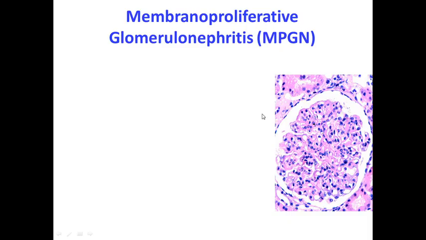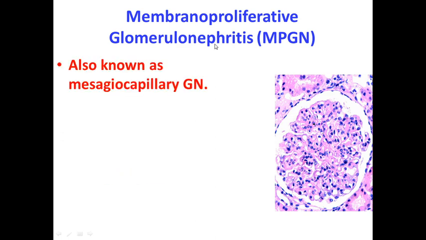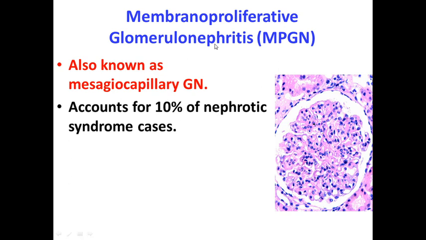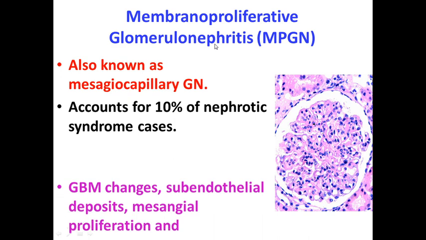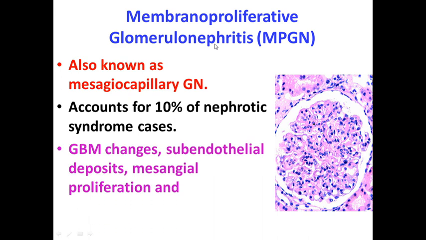The fourth type of primary glomerular disease that results in nephrotic syndrome is membranoproliferative glomerulonephritis. This is number 4 as a cause of nephrotic syndrome, membranoproliferative glomerulonephritis, and it is also known as mesangiocapillary glomerulonephritis. It accounts for 10% of nephrotic syndrome cases in both children and adults.